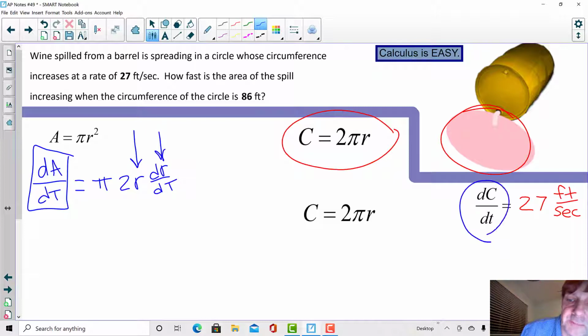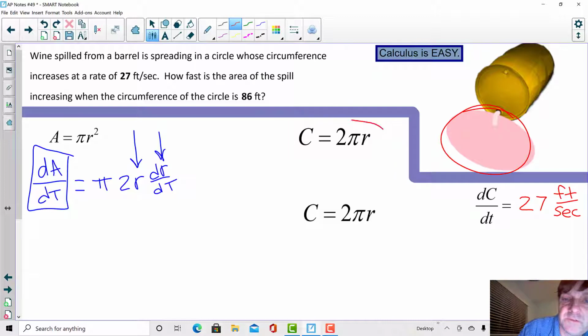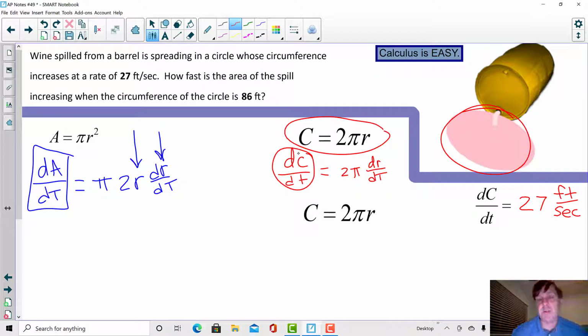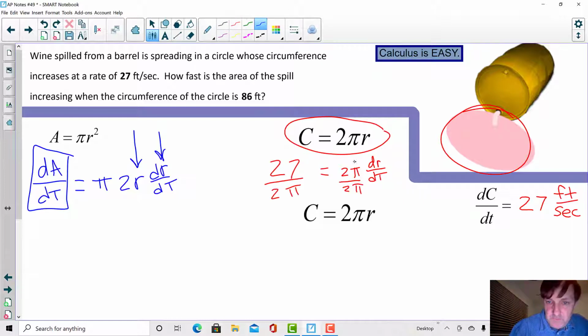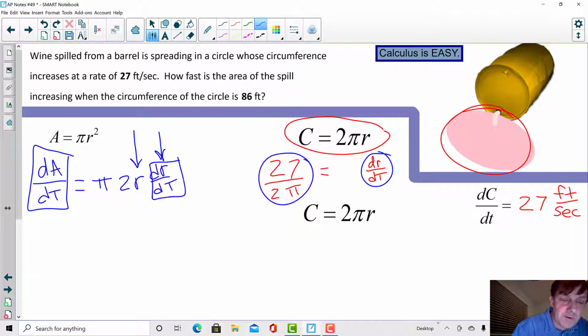We were given c prime, not r prime, but we can use c prime. If we just start with c and we do the derivative, we're going to get c prime. And we know c prime is 27 feet per second, so we can plug that in. We want to divide both sides by 2 pi, and then we'll be done. This will cancel. And now we know that r prime is 27 over 2 pi. So we can trade the r prime for 27 over 2 pi. We can bring down the 2 pi r. I'm just going to write this as a prime.